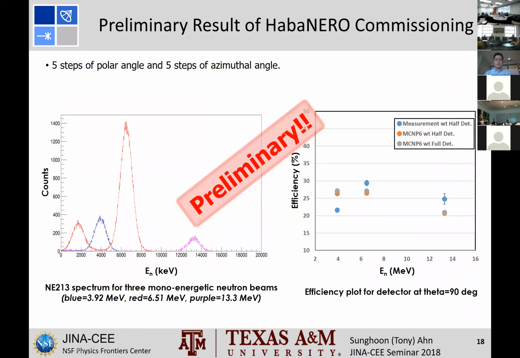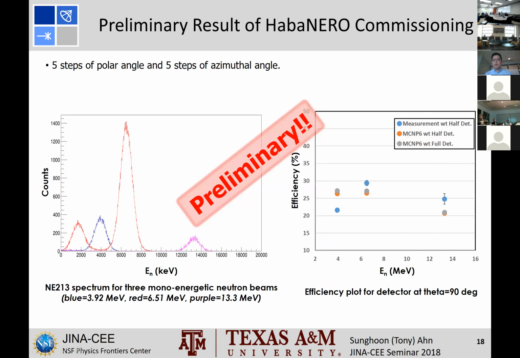Okay, so here are the preliminary results. The left plot shows the energy distribution for three different energies. You can see that it was about 1 MeV full width at half maximum for the three energies. We measured the efficiency for five steps of theta angle and five steps of phi angle as well. The right plot shows the measured efficiency as a function of the neutron energy. The blue is the measured data, and the orange one is the simulated data.